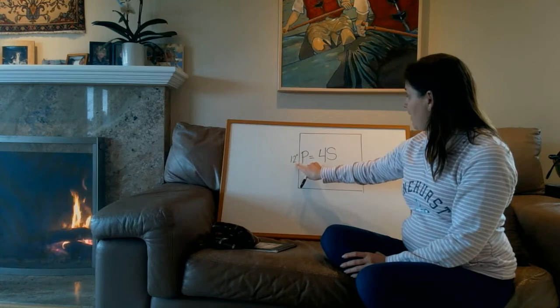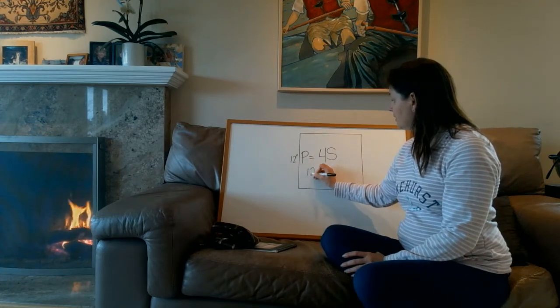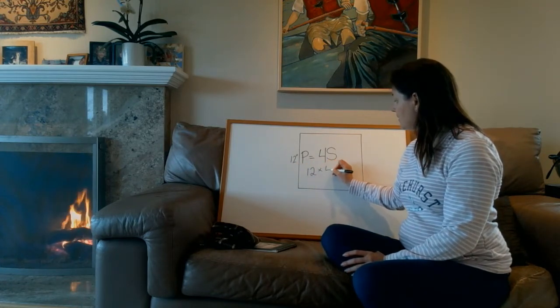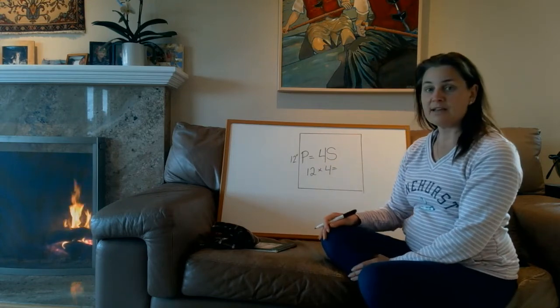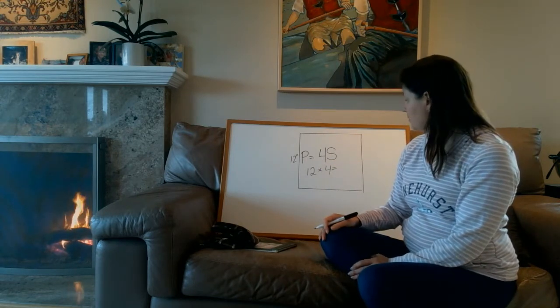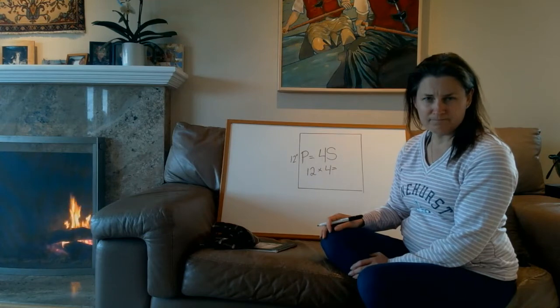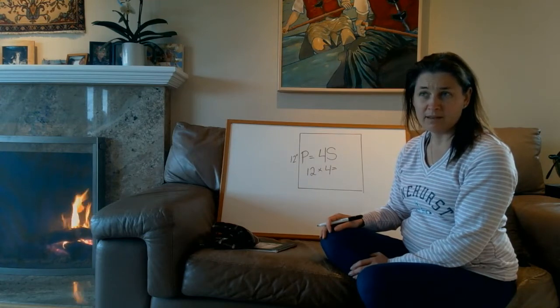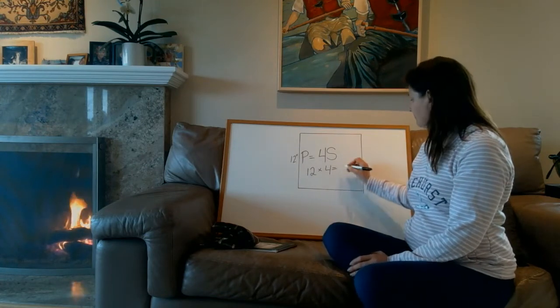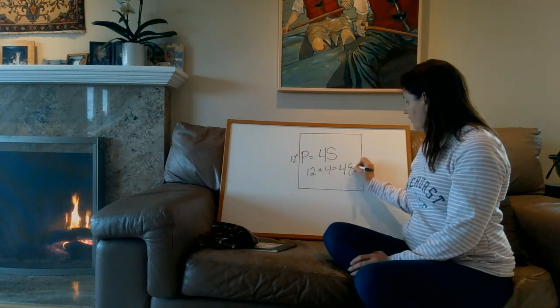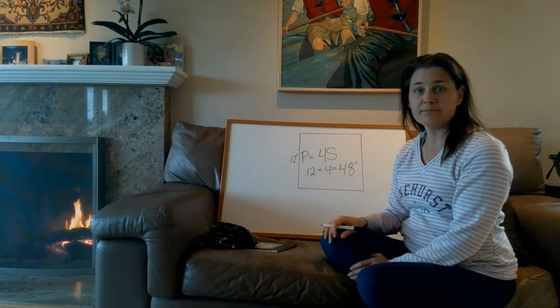So 12 inches times 4 is going to give us the perimeter of this shape. So 12 times 4, go ahead and do that math. 48. We would say this is 48 inches.